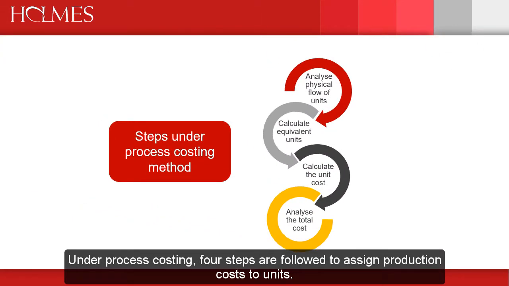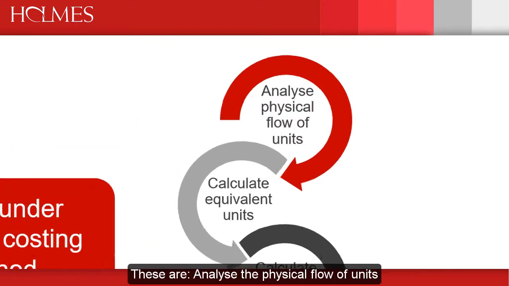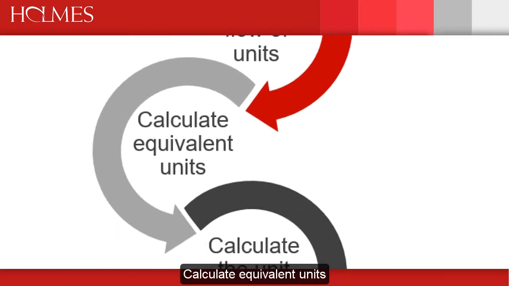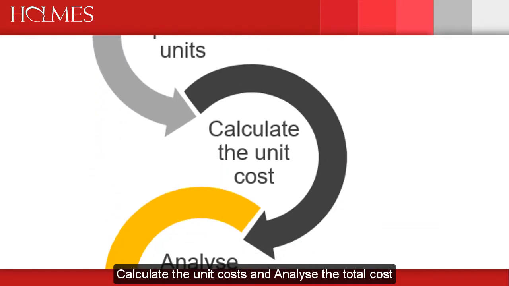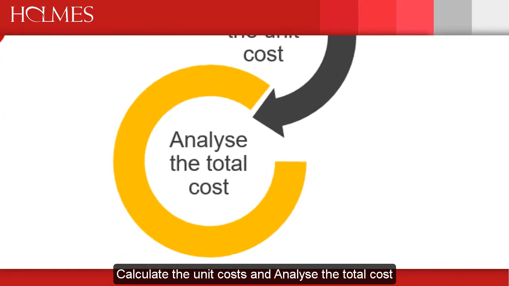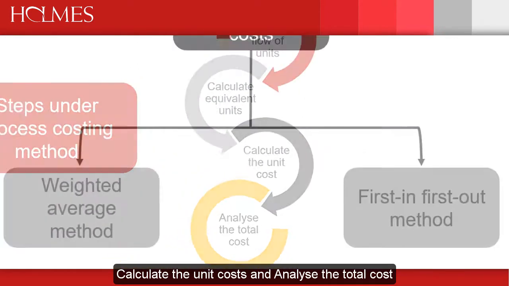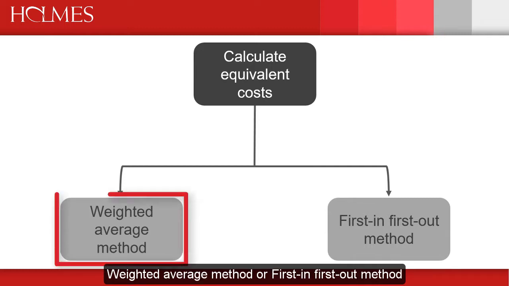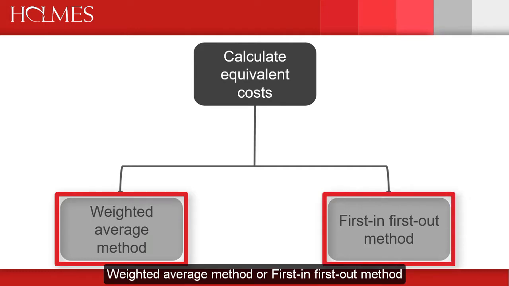Under process costing, 4 steps are followed to assign production costs to units. These are: analyse the physical flow of units, calculate equivalent units, calculate the unit costs, and analyse the total cost. For calculating equivalent costs, one of these two approaches is used: weighted average method or first in, first out method.